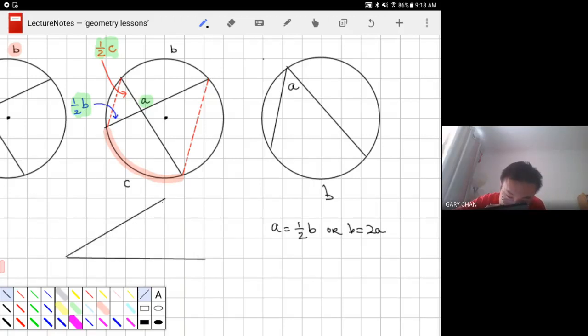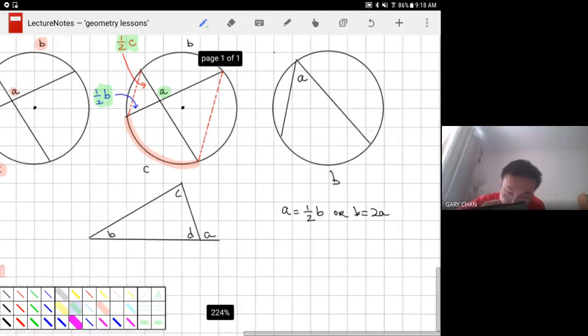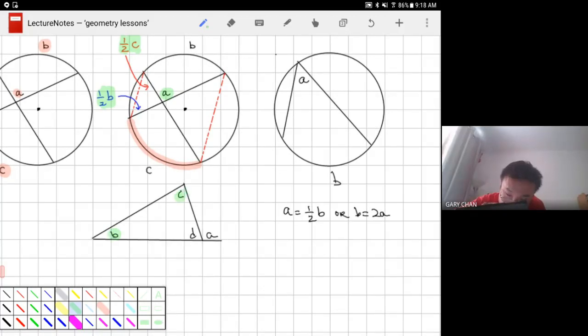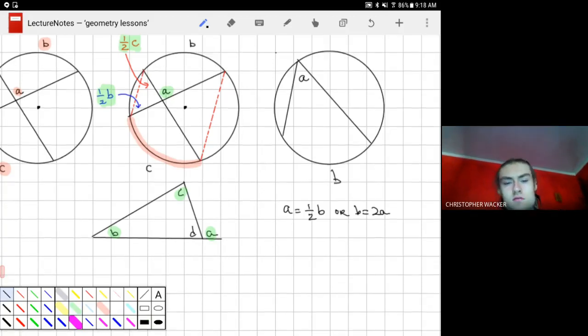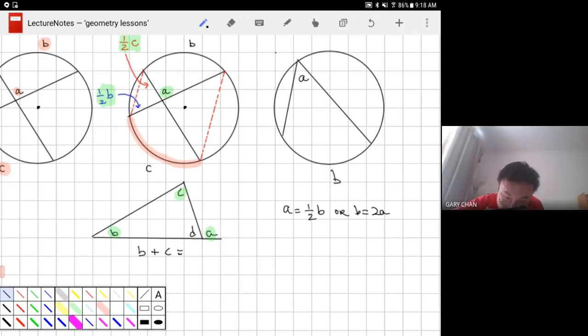Do you guys remember this from school? If I have this is A, actually, let's call this A, this is B, this is C, and this is D. What is the relationship here, guys? What is the relationship between B, C, and A in this case? Isn't that like C plus B equals A? It is. It's B plus C is equal to A here. Why is that? This is called the exterior angle theorem. That's right.